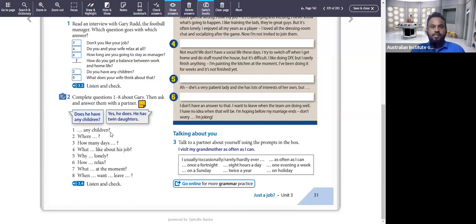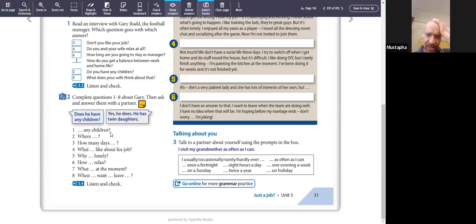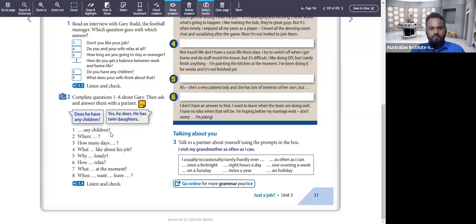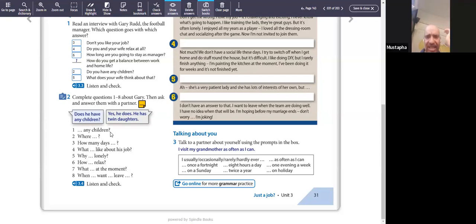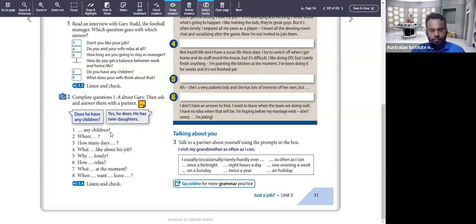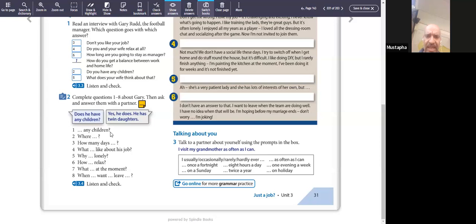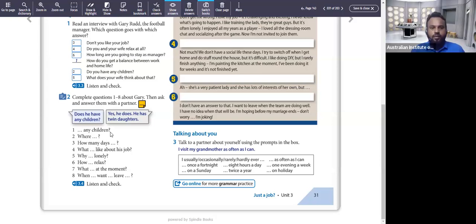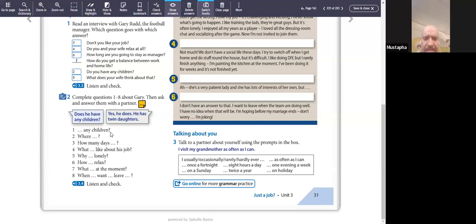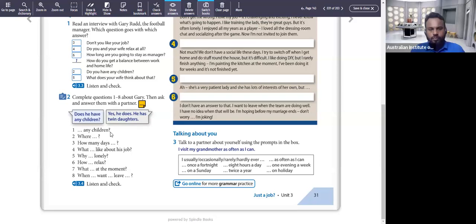Yes, he does. He has twin daughters. Yes. Good. Number two. Where does he work? Beautiful. Where does he work? Good. Next one. How many days? How many days does he work? Yep. Good.